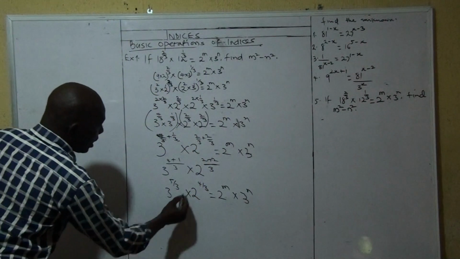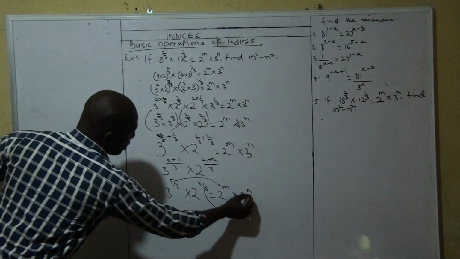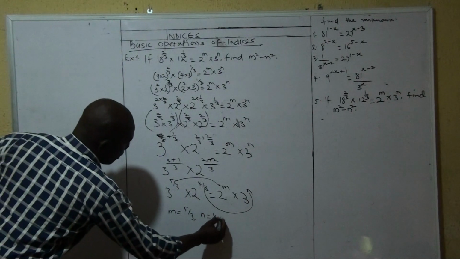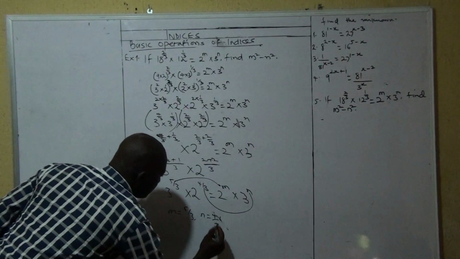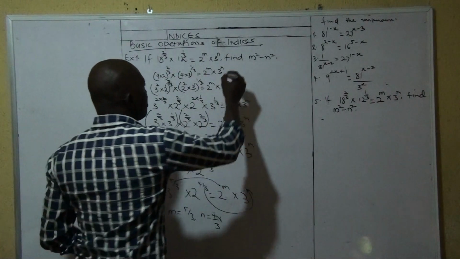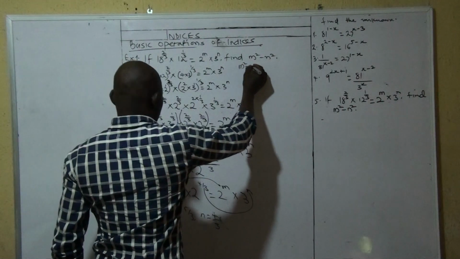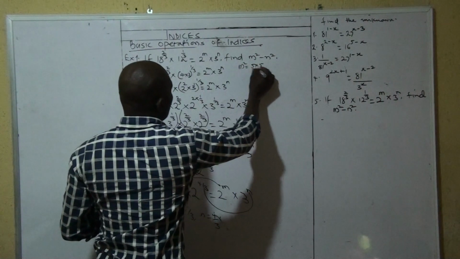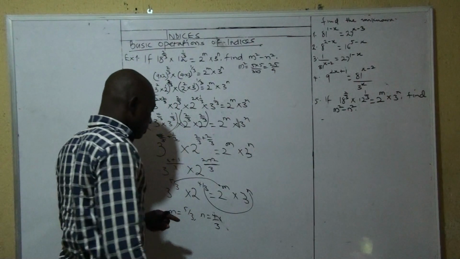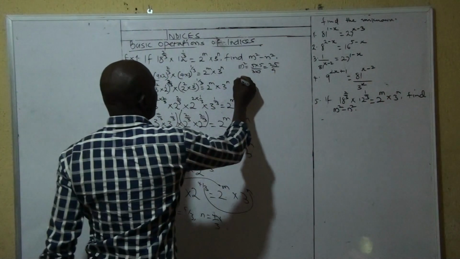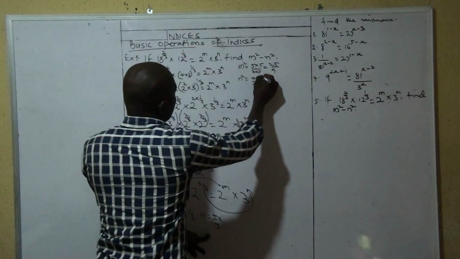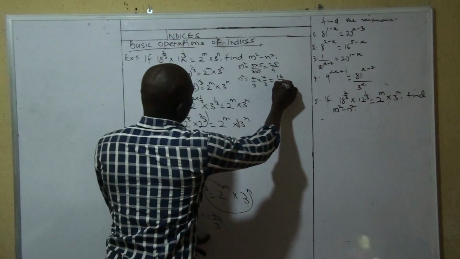So quickly, if you look at this, this is to this, while this is to this power. So your m is 4/3 and your n is 5/3. What they ask us to do is to find m squared minus n squared. So m squared is 4/3 times 4/3, which is 16/9. Let's find n squared: n is 5/3, so 5/3 times 5/3 will give us 25/9.